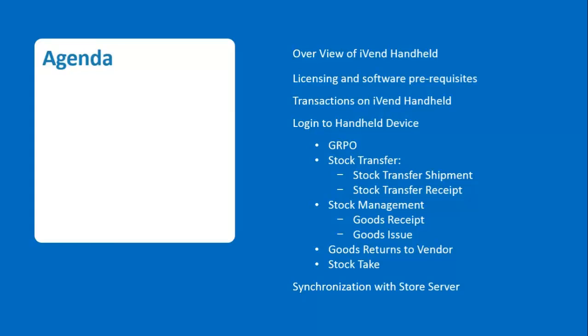We will talk about the shipments and the receipts under stock transfers that we have in iVend Retail, as we all are aware of. We will talk about the stock management, wherein we will see the goods receipt and goods issue transactions. Then we will see a couple of goods returns to the vendors, how easily we can return the goods to the vendor on the basis of the GRPOs that we have done. And of course the stock take, which is again one of the important parts of the store that we will cover in this session. Then we will see the synchronizations with the store. So eventually when we do the transactions back to back, we will see these synchronizations with iVend Management Console.